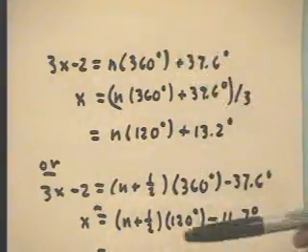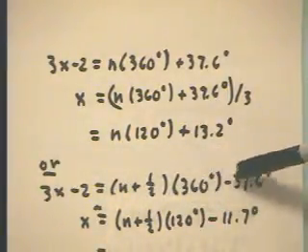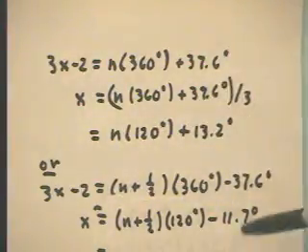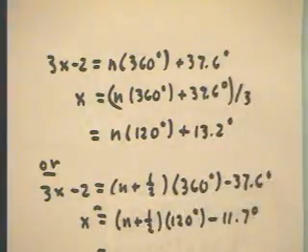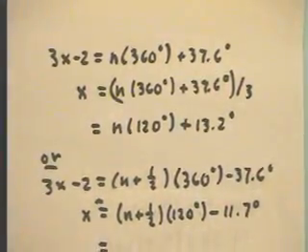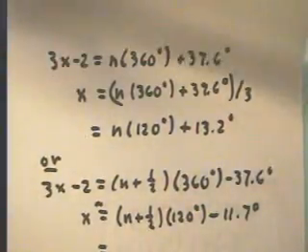Or the other possibility, we could have n times around plus half a time around and then backtrack 37.6. That's what this formula stands for. And we can solve that for x and just proceed in the obvious fashion. And I think we end up with n plus 1/2 times 120 degrees minus 11.7 degrees.